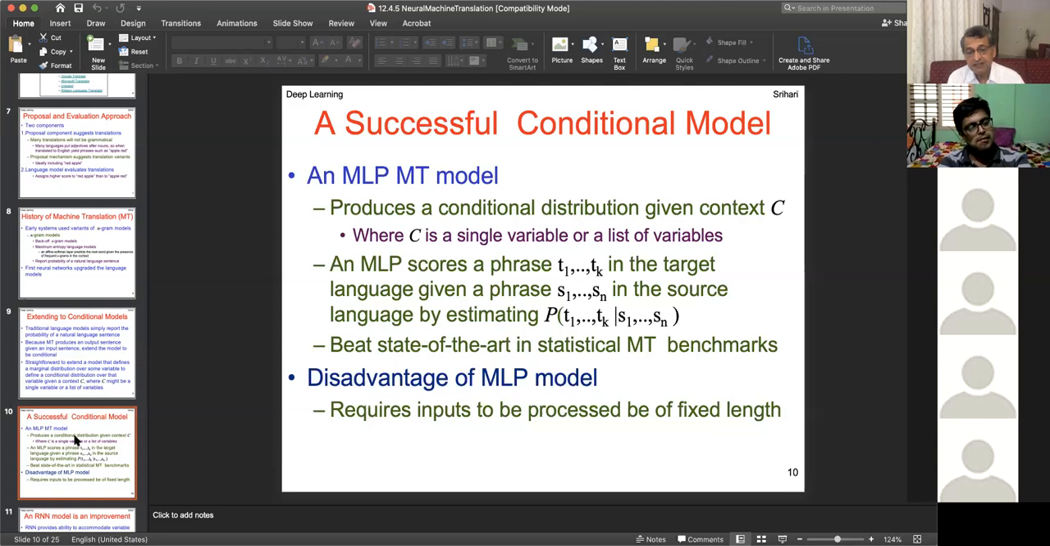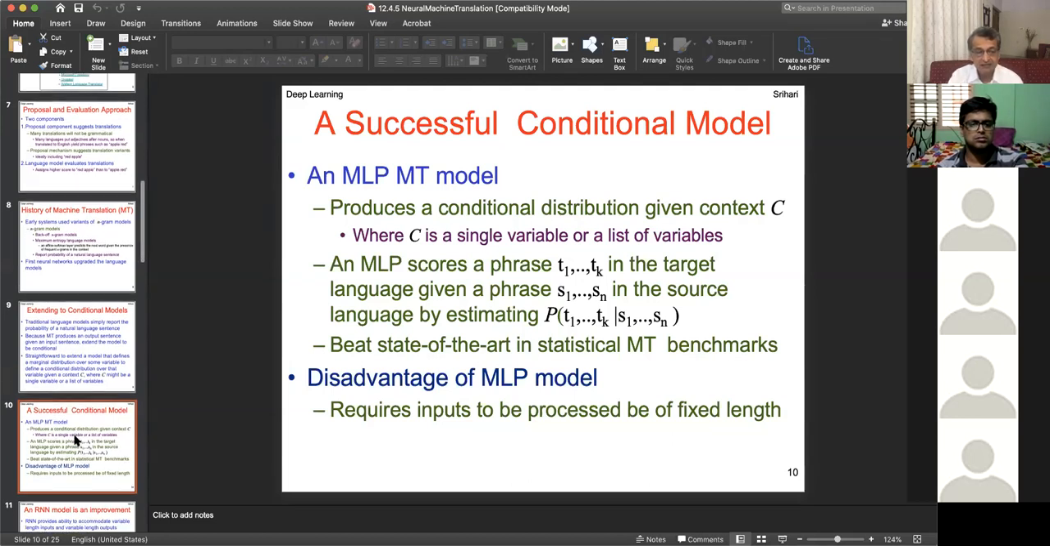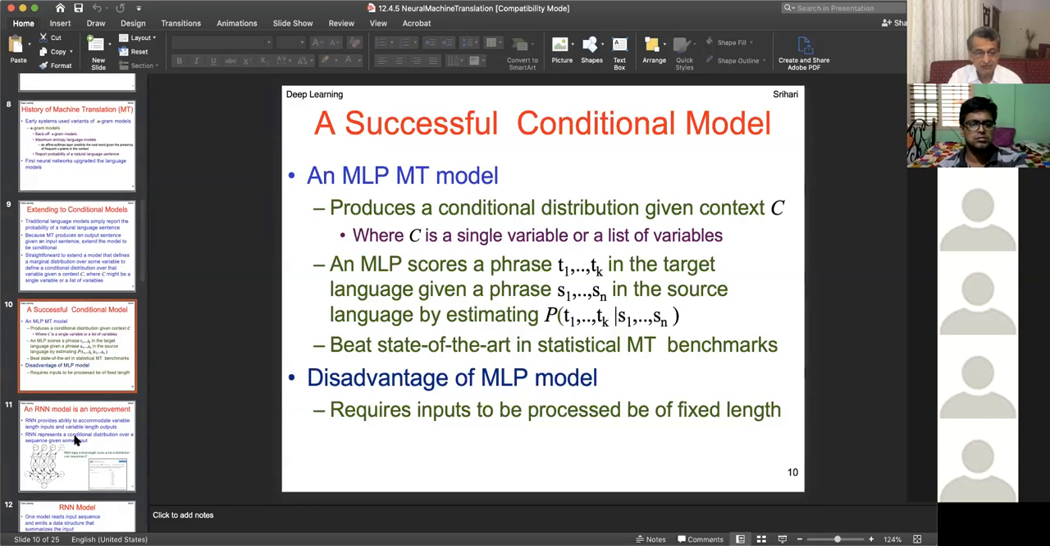And it beat the state of the art in statistical machine translation benchmarks. So it was a particular system that was developed. People were always interested in this topic, so there were benchmarks and competitions. And this system based on multi-layer perceptron beat all the simple N-gram models and so on. But the disadvantage of this multi-layer perceptron model was that it required inputs to be of fixed length. So it is so many words of a given length, and there is a limitation on that, not variable length.